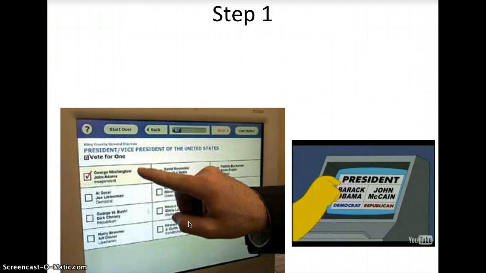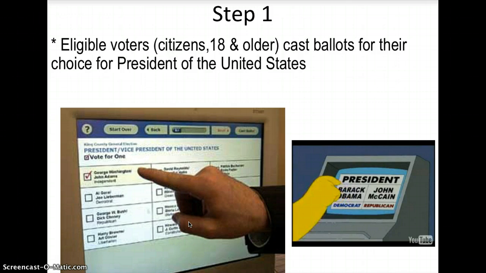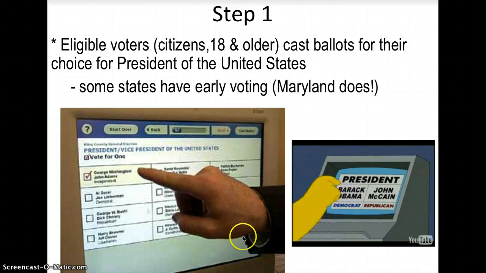Let's go through the steps of the Electoral College pretty quickly. Obviously, in step 1, you have eligible voters. They can choose to vote or not vote. In the United States, we don't have mandatory voting. In some states, we do have early voting. Maryland just recently passed a law allowing people to vote early in certain precincts.